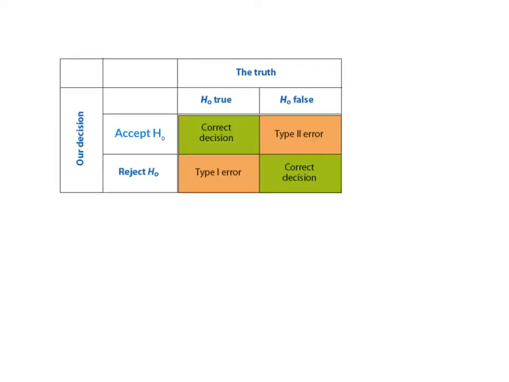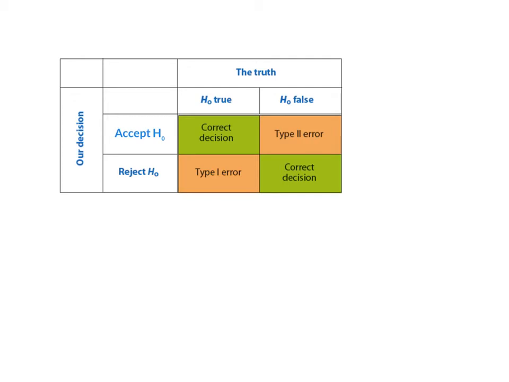We can be in the situation where the truth is that H0 is true or false. And our decision can be that we accept H0 or we reject H0. So we can make the correct decision or we can make an error if we take the wrong decision. Therefore, there are four possible cases. In the case when H0 is true and we accept H0, we made the correct decision. In the case when H0 is false and we reject H0, we also make the correct decision. But in the other two cases, it's an error.